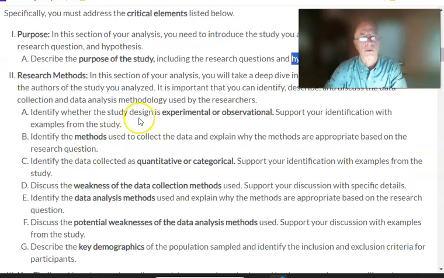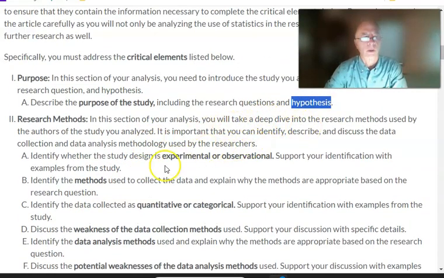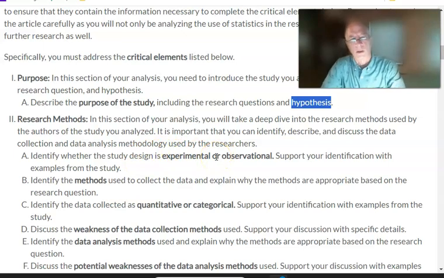Under research methods, the first item is study design, experimental. A clue for that is if the patients are randomized into different groups, for example. So randomization is a key sign that it's experimental. If you do not see that under the methods section in the paper, then it's most likely an observational study, also known as real-world research.